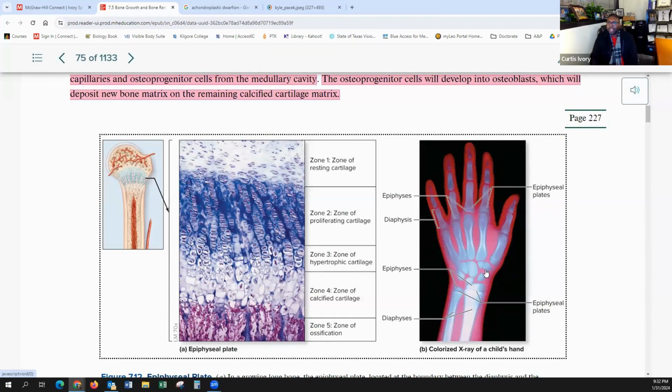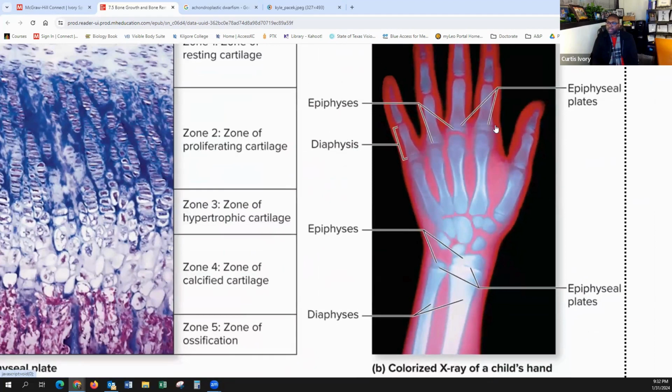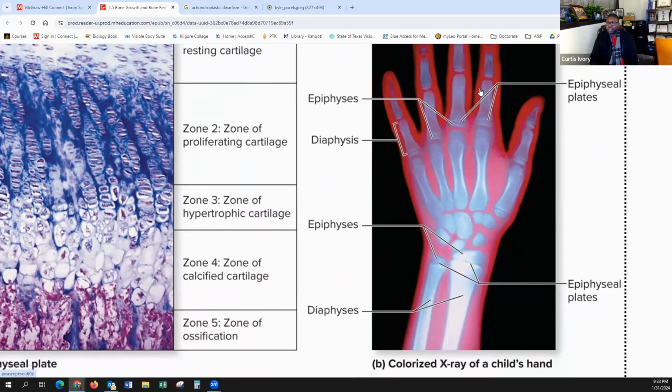So here in this X-ray, we can still see epiphyseal plates in your ulna, your radius, the diaphysis, and in the fingers. So this would be a child's hand. So we still see that it's long bones. Remember, long bones are going to continually grow to get longer. But once that child has reached adulthood, you'll no longer really see plates. You'll see lines, and they won't have any cartilage. It'll be completely calcified.